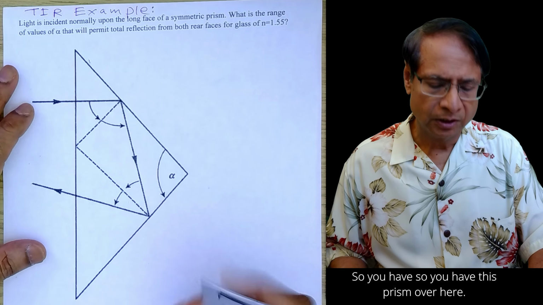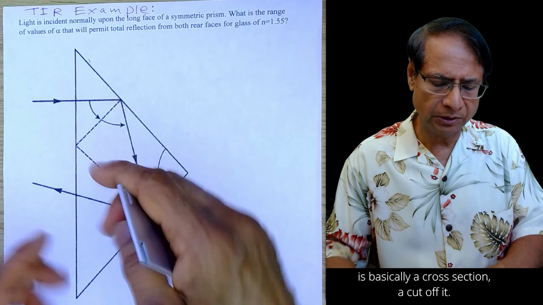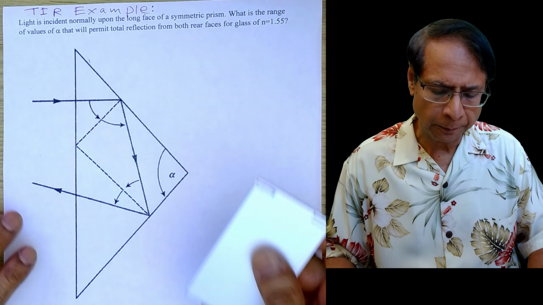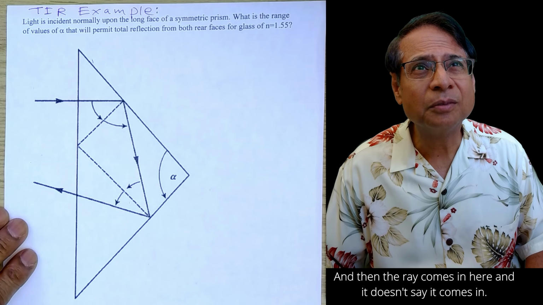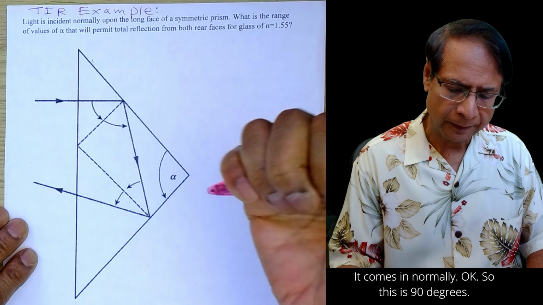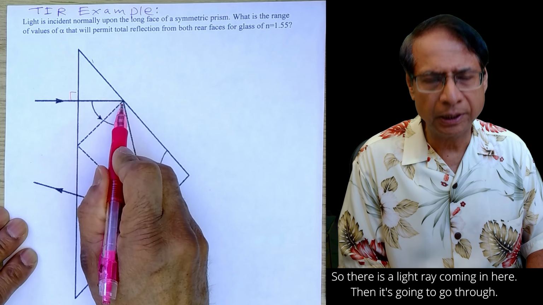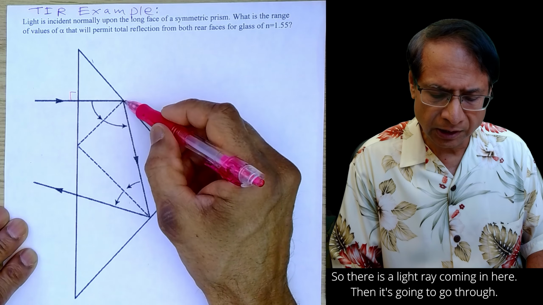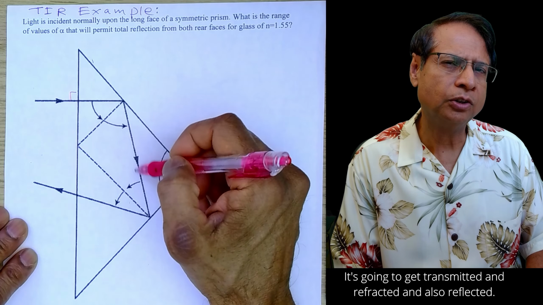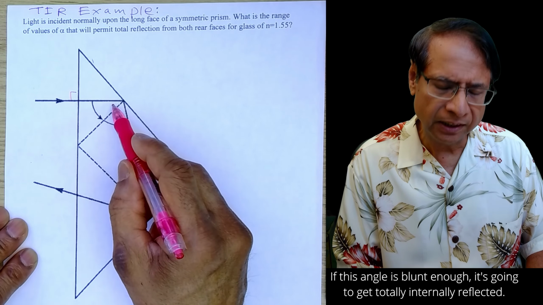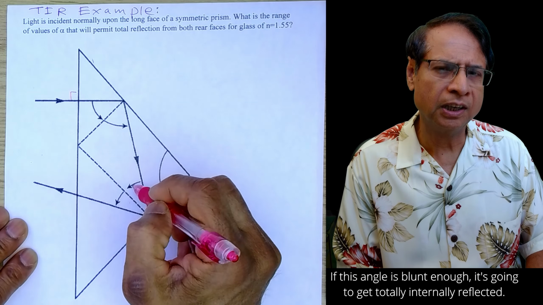you have this prism over here. It's a three-dimensional object, and this is basically a cross section, a cut of it, and then the ray comes in here. It comes in normally, so this is 90 degrees. There's a light ray coming in here, and it's going to get transmitted and refracted and also reflected. If this angle is blunt enough, it's going to get totally internally reflected.